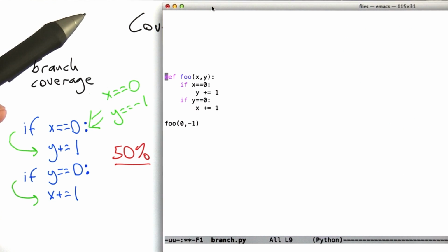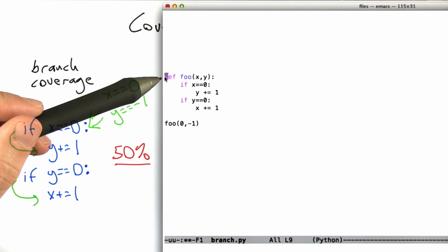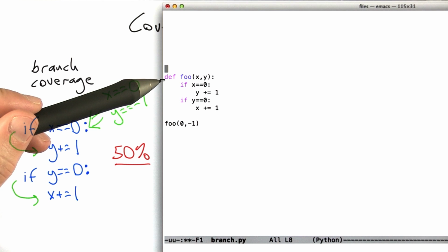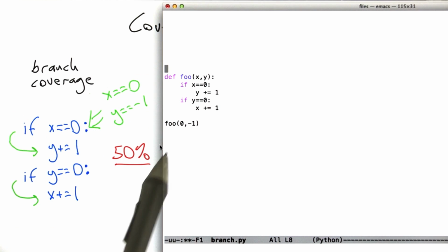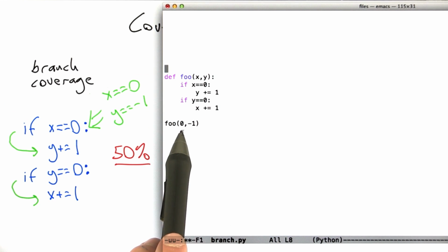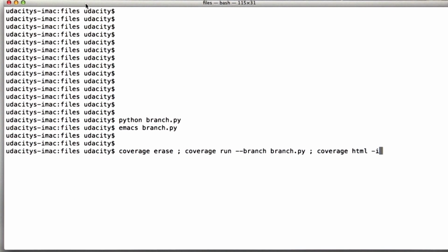All right, so as you see here, I've typed into an editor window the same code that I wrote down by hand on the left part of the slide. And so we're going to invoke the function foo with x being 0 and y being minus 1, and let's see what happens. So we're going to run this under the coverage tool, but this time we're going to give the coverage run command an argument, --branch. And that simply tells it to measure branch coverage instead of just measuring statement coverage. So it's again going to render some HTML as the result.